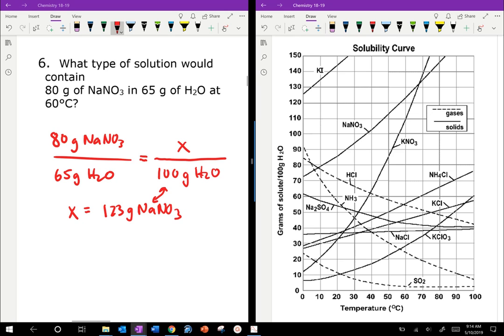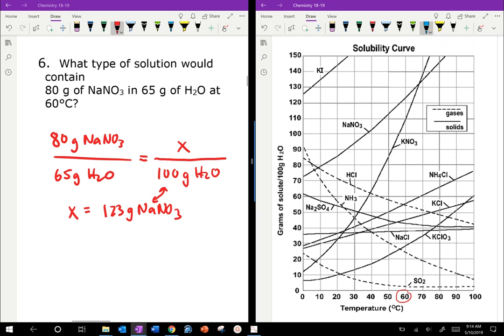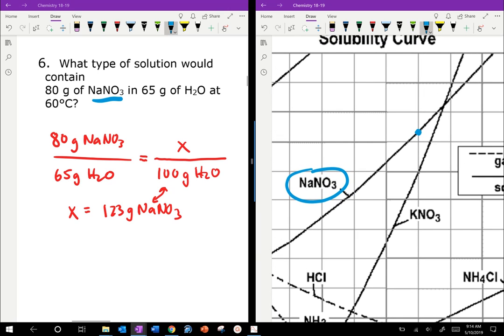Now, what's our temperature? 60 degrees. All right, so I want to start at 60. I want to go up and see at 123 grams. What would we be looking at here? A little bit bigger dot for us. 123 would be at 60 degrees. 123. That puts me right about here. And then what's my curve? NaNO3. So I want to be looking at the NaNO3 curve. And turns out that that's the one I'm on, right? So I'm dead on the money on the curve at about 123 grams.